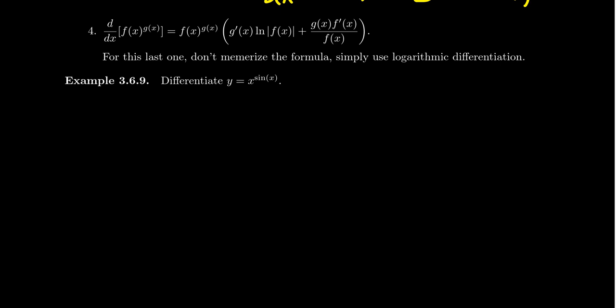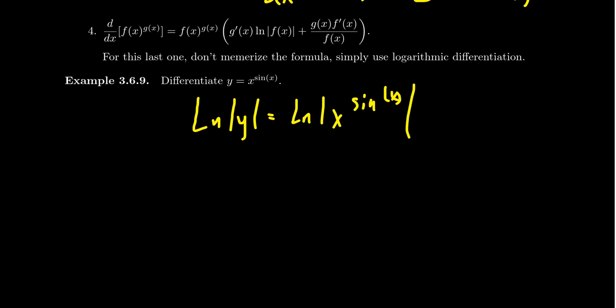Well, what we're going to do is use logarithmic differentiation. Take the natural log of both sides. So we get the natural log of the absolute value of y equals the natural log of the absolute value of x to the sine of x right here. Now, the advantage of taking natural logs is you can take the exponent out of this thing. So we end up with sine of x times the natural log of the absolute value of x.